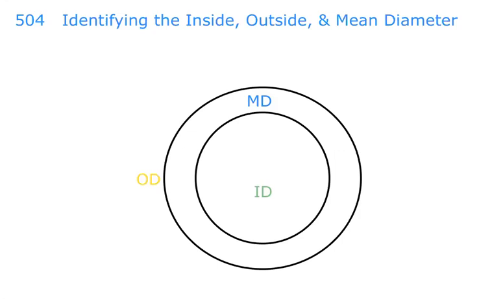Math Unit 5, Worksheet 504. We are continuing to look at circles, and now we're going to get into some cylinders. We're going to talk about some new words, some new nomenclature, some new fancy talk for math. Identifying the inside, outside, and mean diameters.